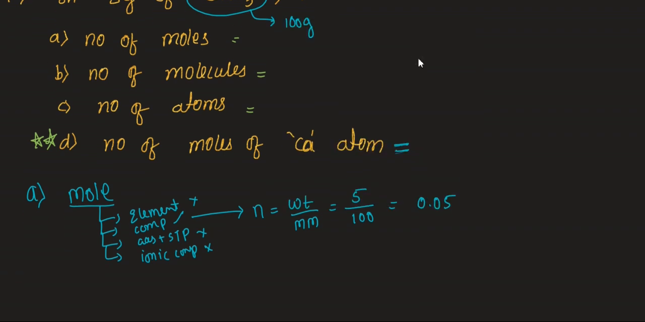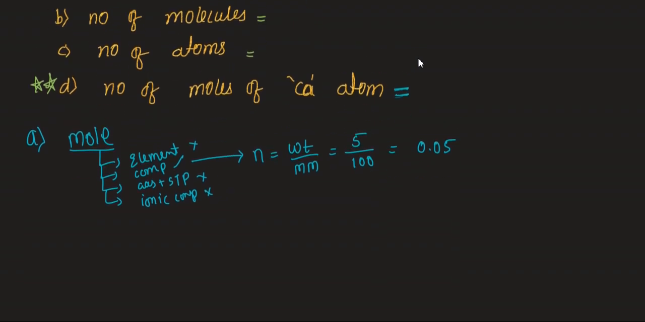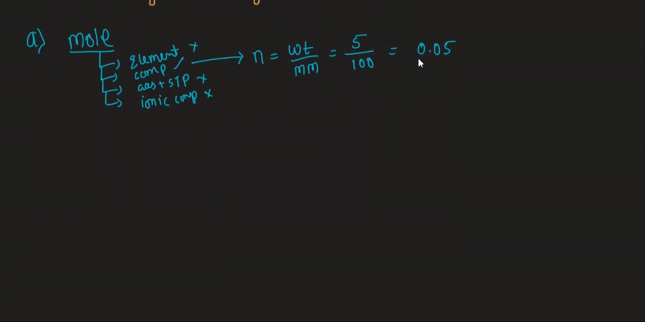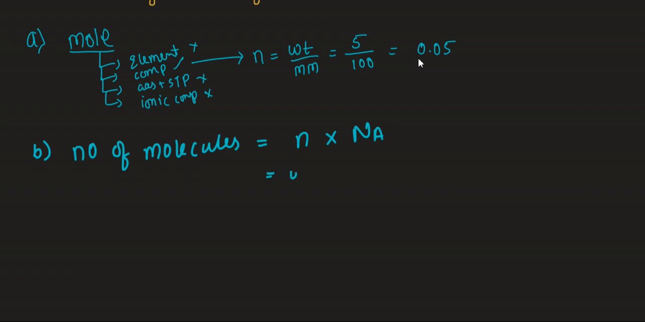Right, let us go with the next one. B, what are they asking? Number of molecules. In the list there is one and only one formula for number of molecules, which is N into Na. Na is our Avogadro's number. N is given weight divided by molar mass, into Avogadro's number.